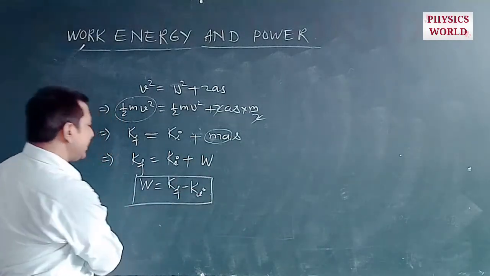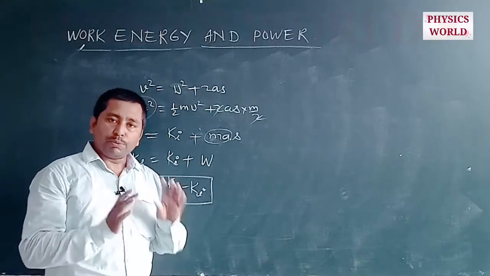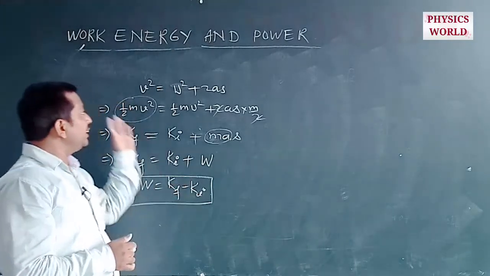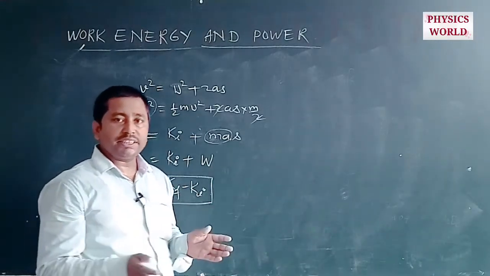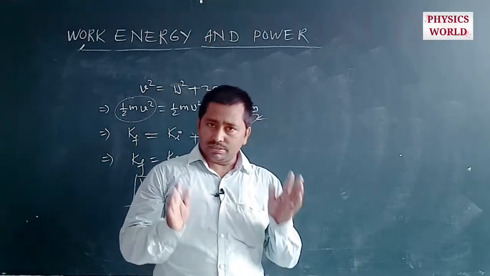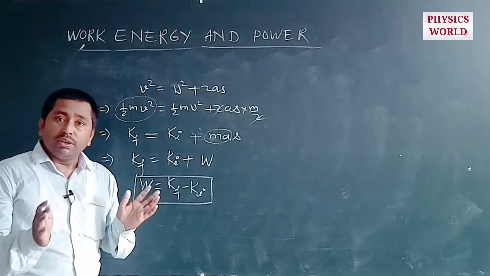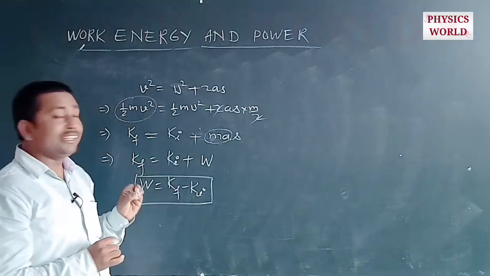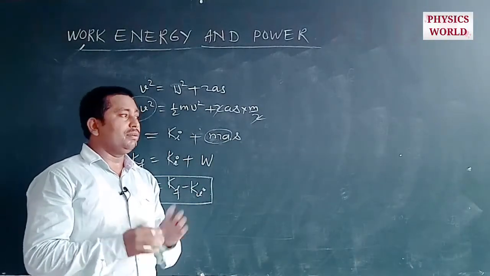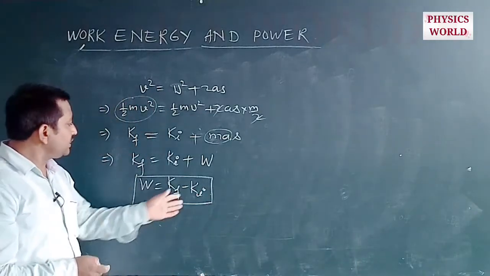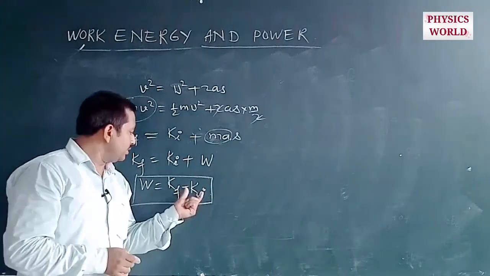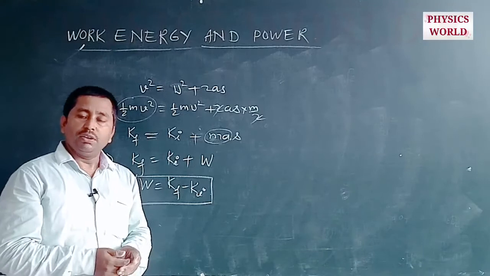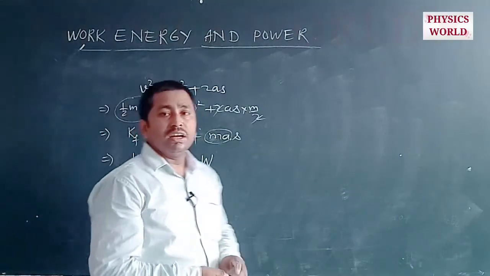So the change in kinetic energy of any object is equal to the amount of work done on that object. So if any object changes its velocity under any uniform acceleration and the mass of the body is m, then the change in the kinetic energy of that object is given by a particular value that is known as work done on that object. So this is a simple concept of the work done.